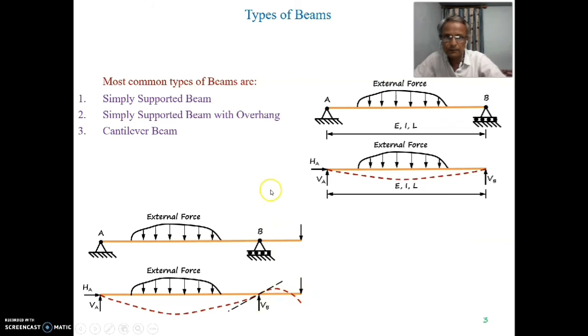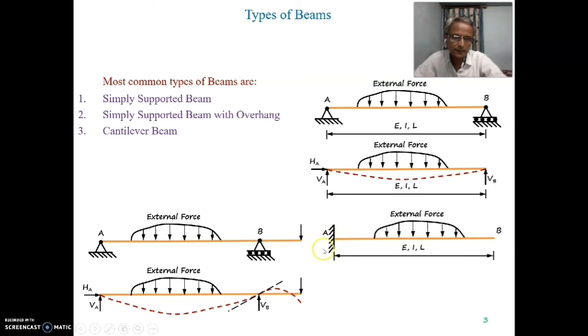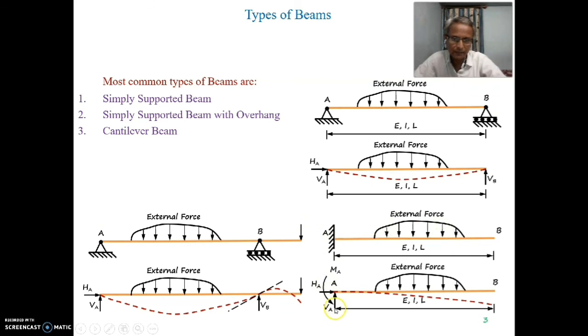The third type of beam which we studied in first year was a cantilever beam, in which one of the supports was a fixed support. Due to external forces, the reactions will be only at support A, as at B it is free, there will be no reaction, and the deflected shape due to external forces will be something as shown.